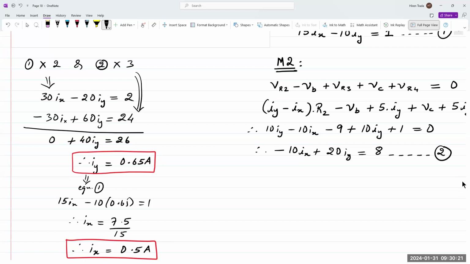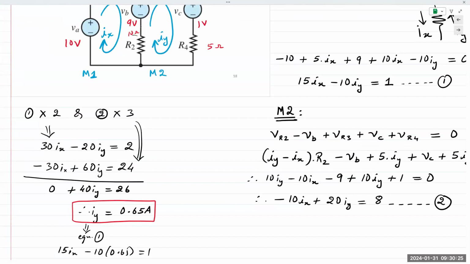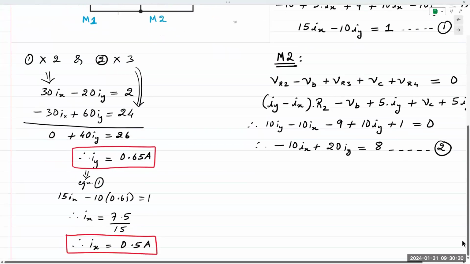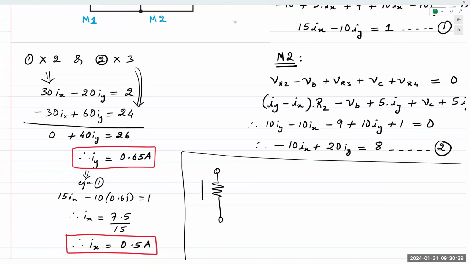Okay, so once you have these currents, Ix and Iy, let's take a look at R2. That's the only shared branch, right? So what do I have for R2? I have Ix going down this way, and I have Iy going up. Ix is 0.5, Iy is 0.65.